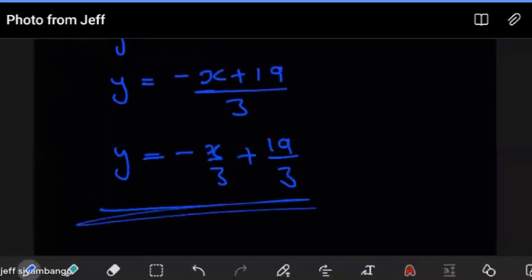So we have come up with the equation of the normal. Earlier on, we saw the equation of the tangent. So that's the relationship between the tangent and the normal.